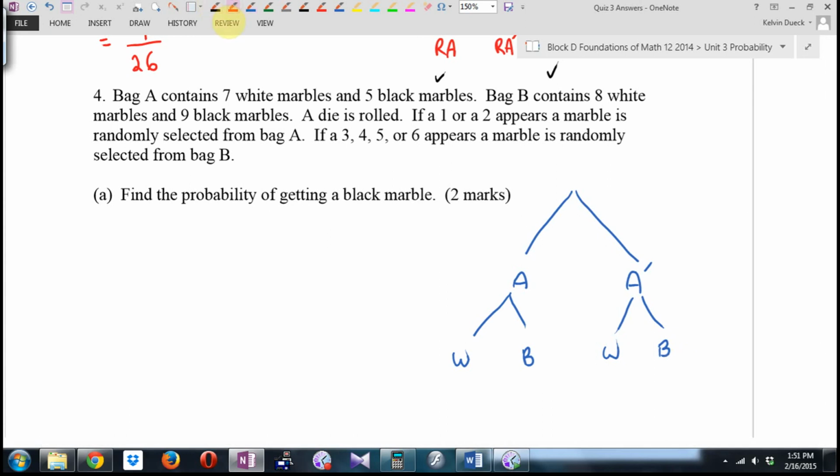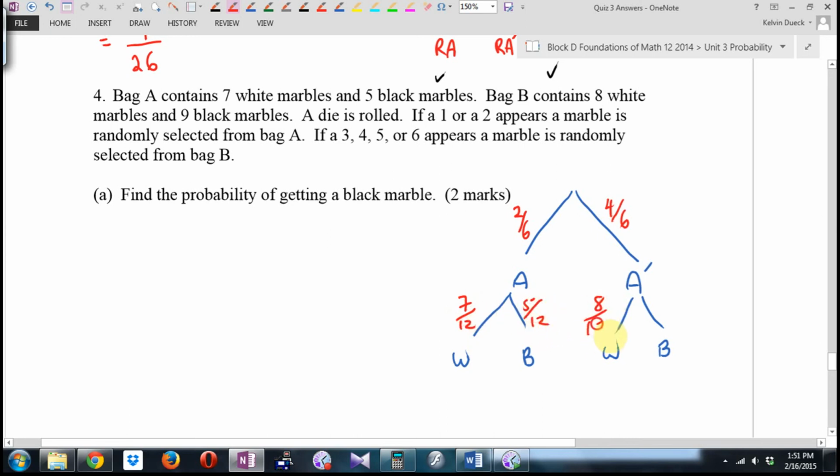What's the probability of picking bag A? It looks like 2 out of 6, 4 out of 6. And then it's going to be 7 out of 12, 5 out of 12, 8 out of 17, 9 out of 17.